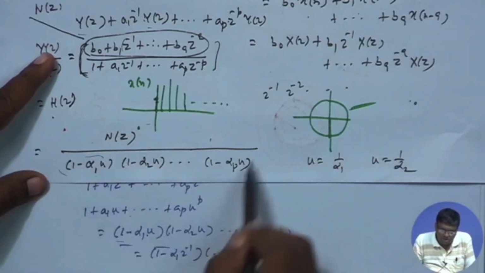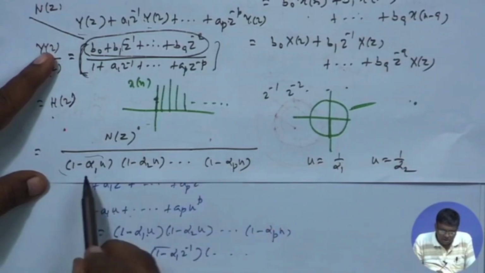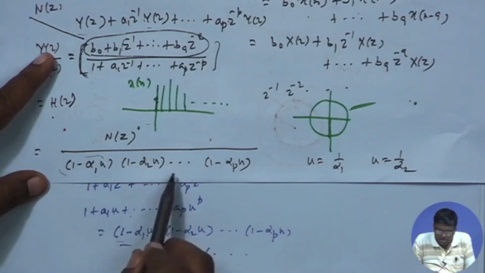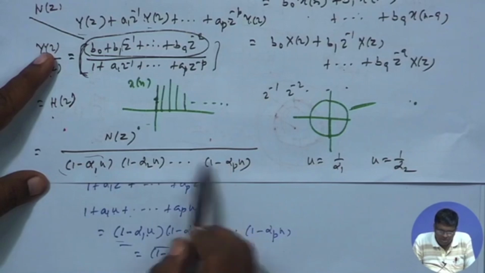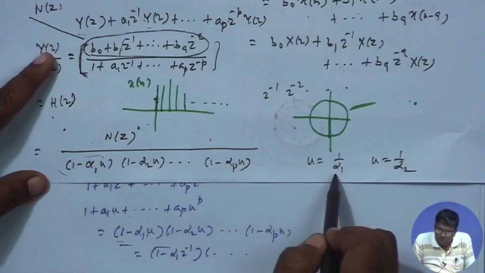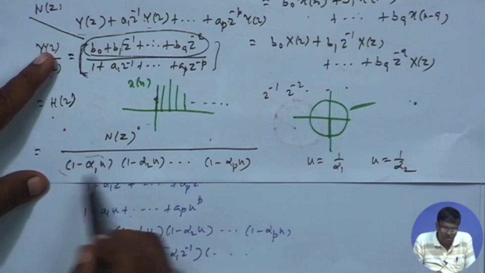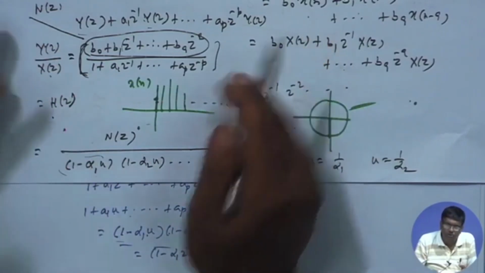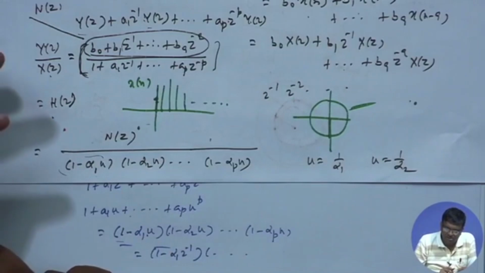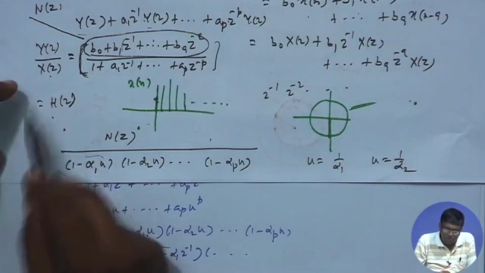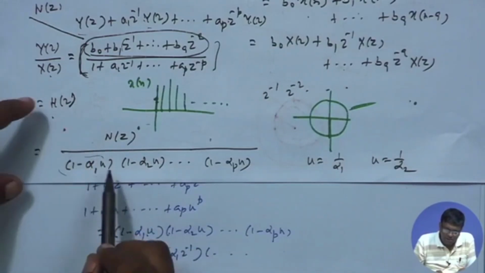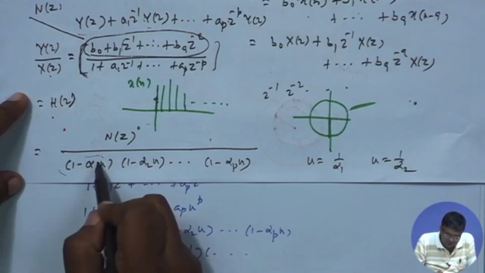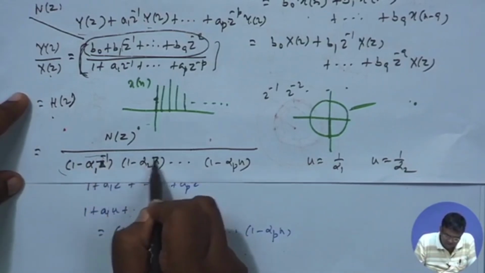So, this function in the denominator has got p factors. Every factor gives us one root. If you take u equal to that, this factor becomes 0. So, there will be a division by 0, this means this will shoot up to infinity. So, this function will not exist. Therefore, for the ROC of H z, if you take u as z inverse, you can directly write it now.